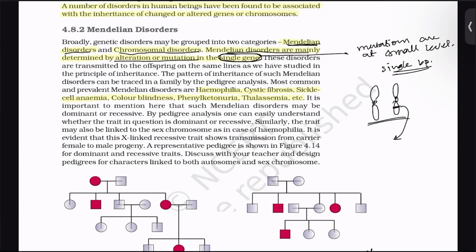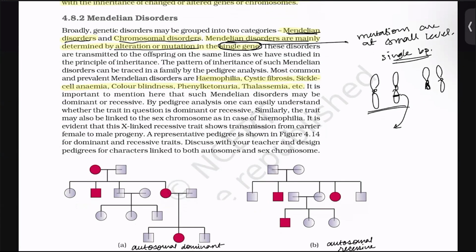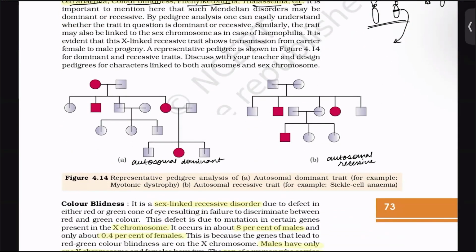In chromosomal disorders, you can see massive chromosomal aberrations. For example, suppose this part of the chromosome gets completely deleted, and the new chromosome will be like this. This is chromosomal aberration. Some examples of Mendelian disorders are hemophilia, cystic fibrosis, sickle cell anemia, color blindness, phenylketonuria, thalassemia, etc. All of these are those in which only one base pair is getting mutated. And here you can see pedigree analysis of a family.